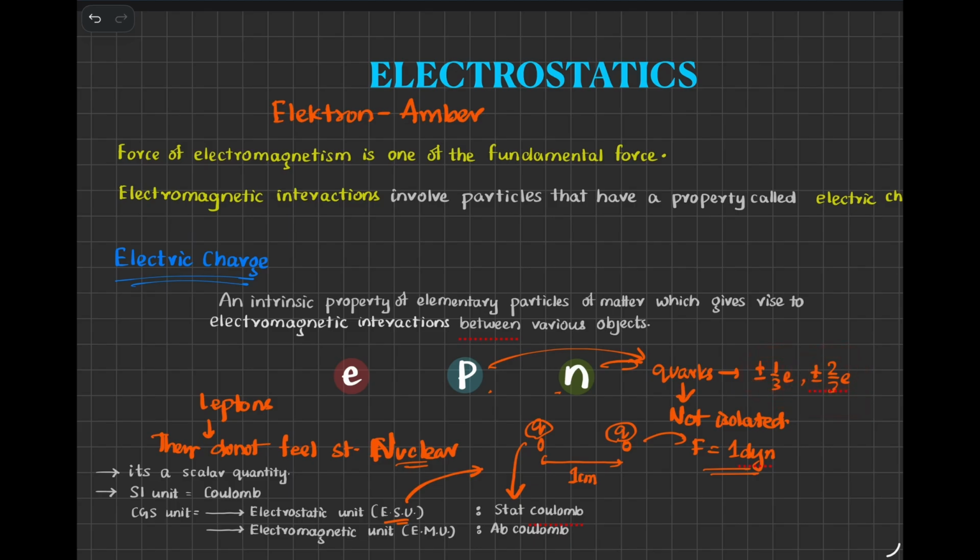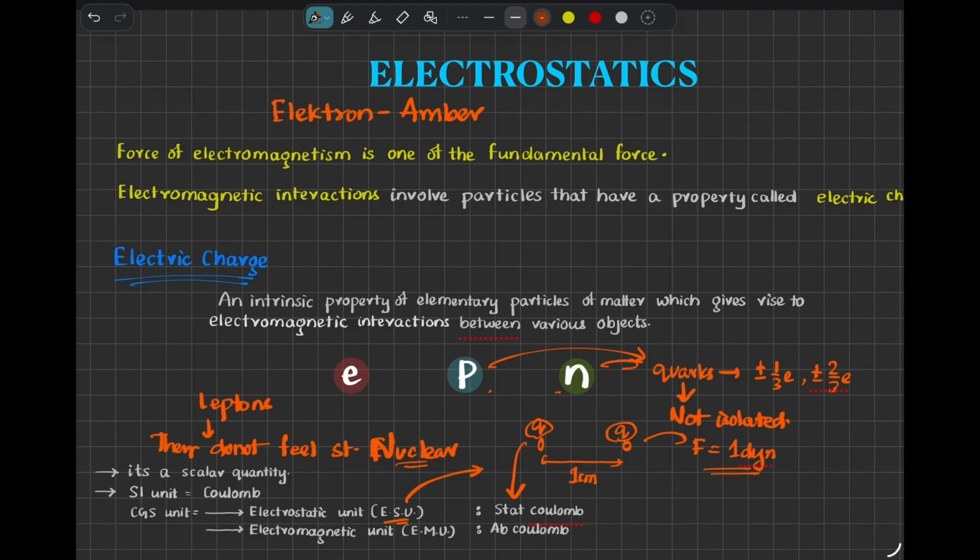That's why any matter will always get an integral multiple of electronic charge. Units of charge as well. One of the practical units of charge is 1 ampere hour, and 1 ampere hour is 3600 coulomb.